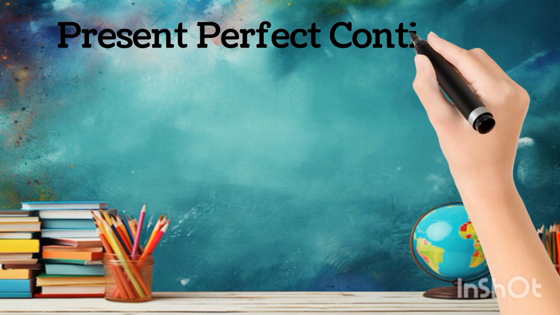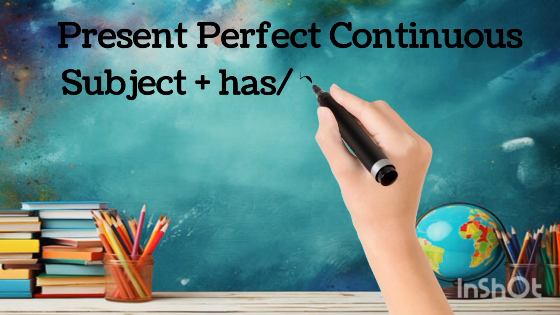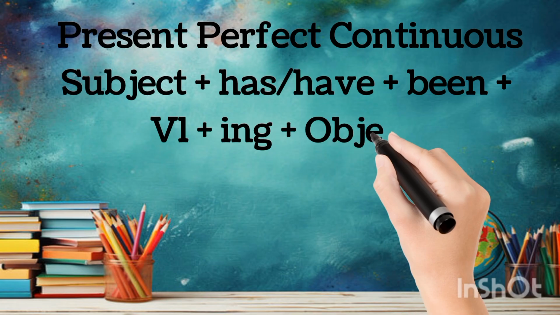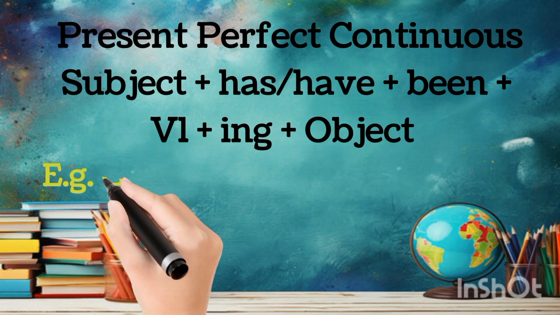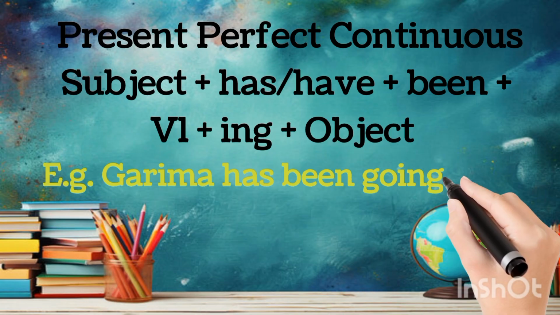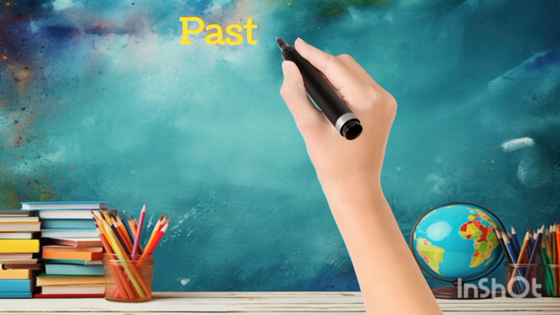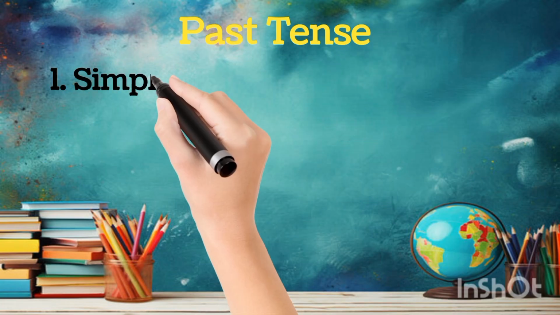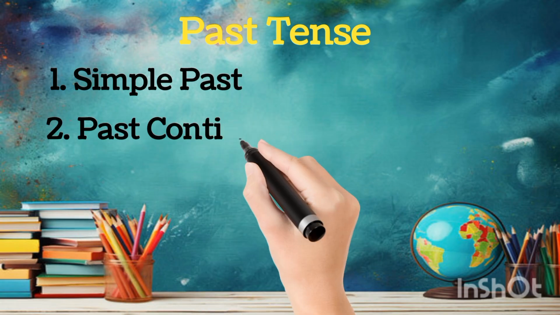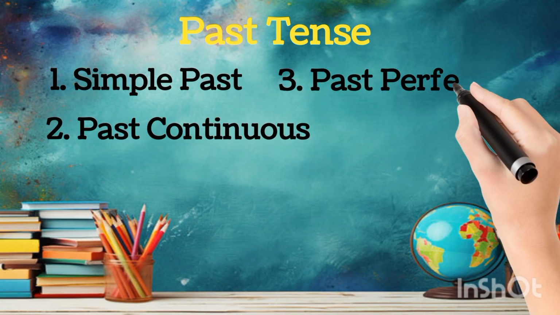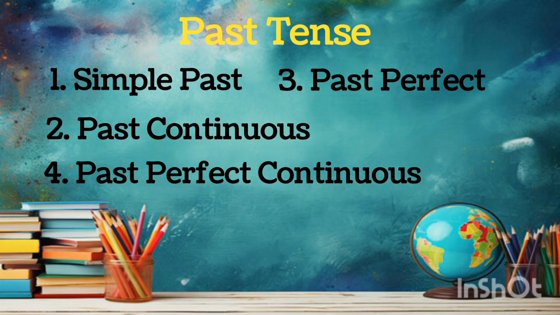Number 4 present perfect continuous. Rule: subject plus has/have plus been plus verb first form plus ing plus object. Example: Garima has been going to school. Now comes the past tense. Past tense is also of four types: simple past, past continuous, past perfect, and past perfect continuous.